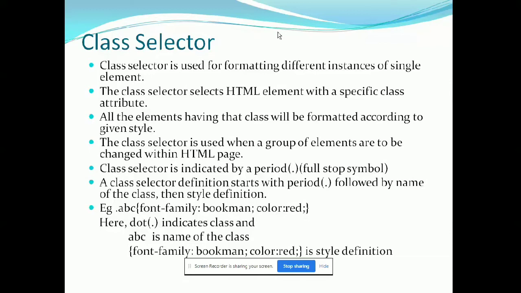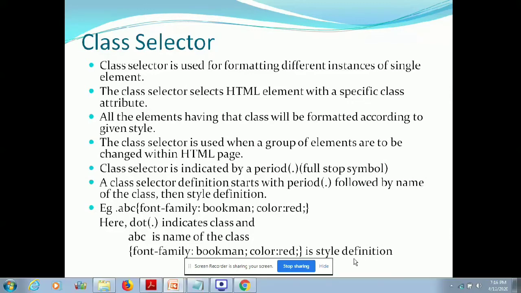Okay, so the class is indicated by a period or a full stop. The class selector definition starts with a period, that is a dot, followed by the name of the class and then the style definition. Here we have an example, dot ABC, and in the curly brackets we have a style definition. Over here, the dot or the period is indicating that it is a class. ABC is the name of the class and in curly brackets is the style definition. The class name can never start with a number. It always has to start with some alphabet.